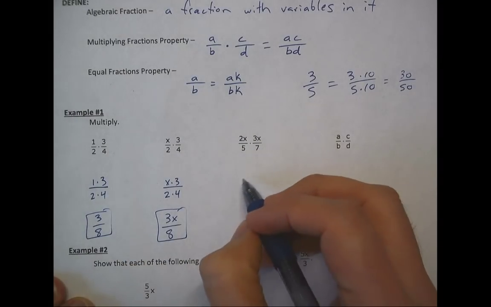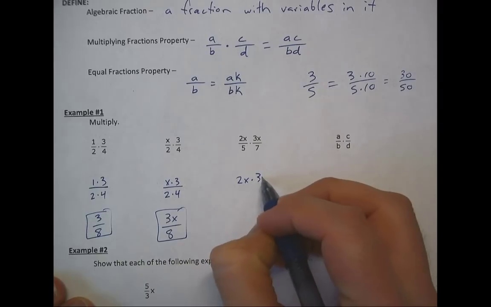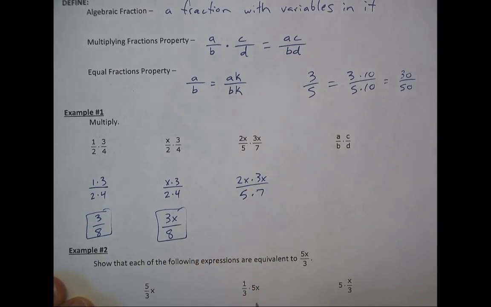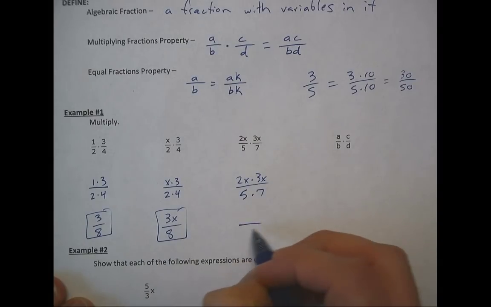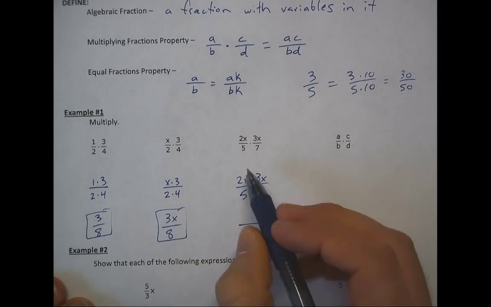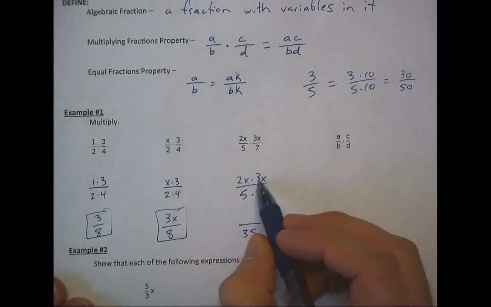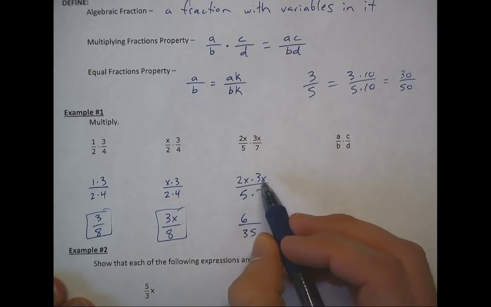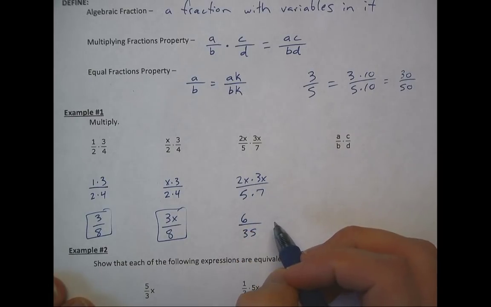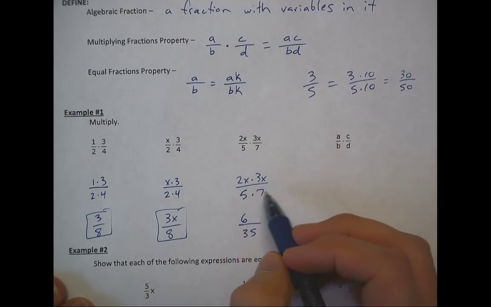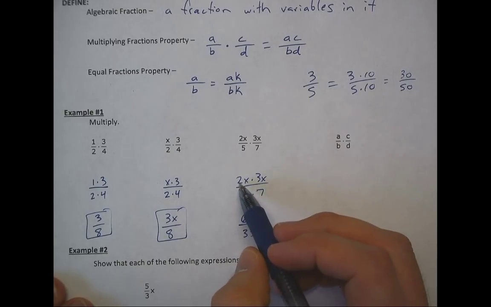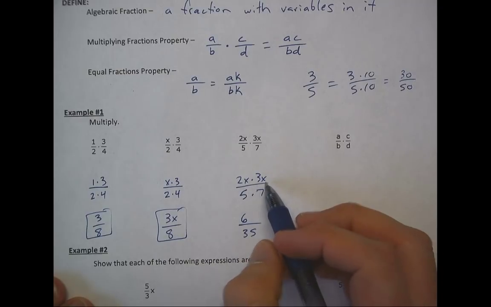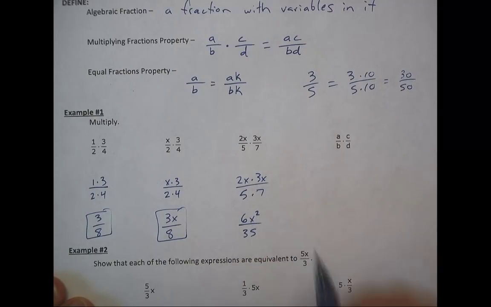So what about up here? We're doing 2x times 3x over 5 times 7. Let's start with the bottom. We know it's 35. We can multiply these two together: 2 times 3 is 6. Now we haven't really talked about what x times x is. We know if we add 2x and 3x, it's just 5x. So if we multiply 2x and 3x, is it 6x? It's actually no. x times x is x squared.